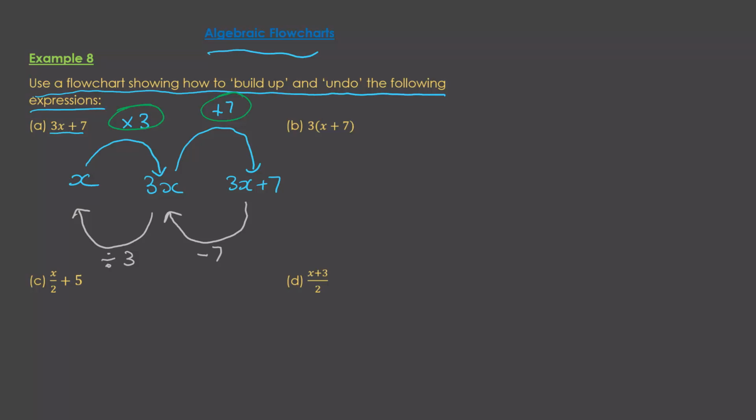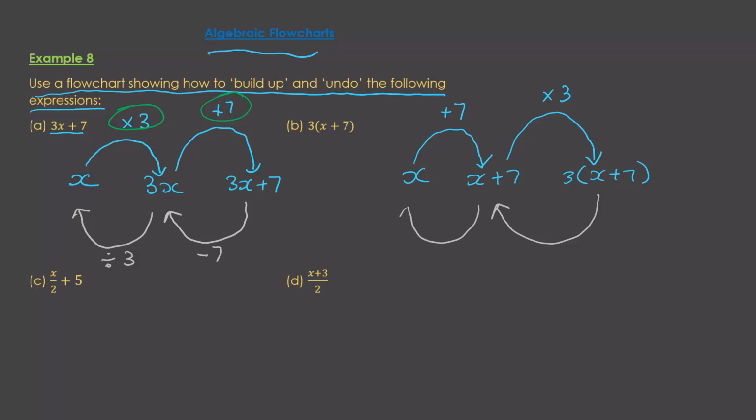This one is 3, and then in brackets x plus 7. So in this case, starting with x, the first thing that happens, because we know brackets need to be done first, is that we add 7. And that gives me x plus 7. And then we multiply the whole of the x plus 7 by 3, giving me 3(x plus 7). And the brackets indicate that we multiplied the whole of the x plus 7. To undo that, we need to come back the other way. Do the inverse operation. Divide by 3, subtract 7.